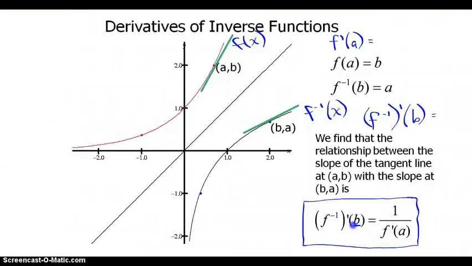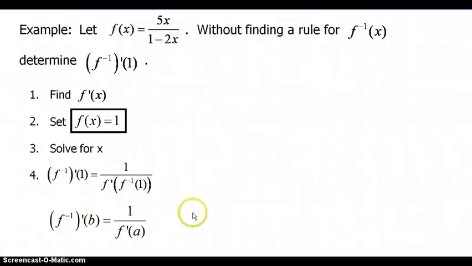Now notice these are different input values, so that's the tricky part to this. Let's work a couple of examples really quickly, and then we'll do some homework problems when you get to class, and you'll get a better idea of how to do this.